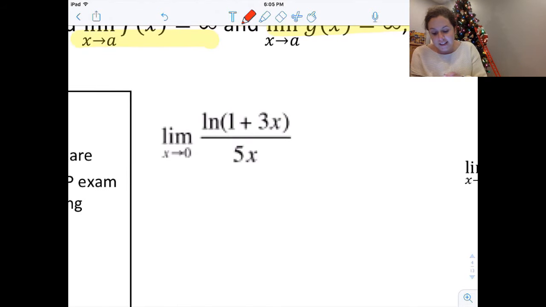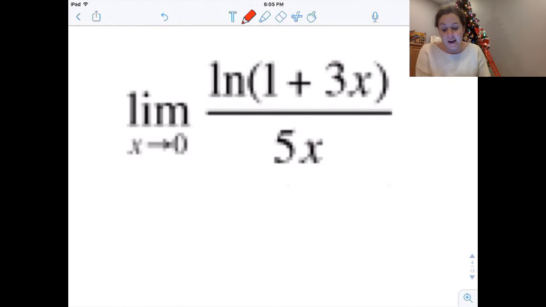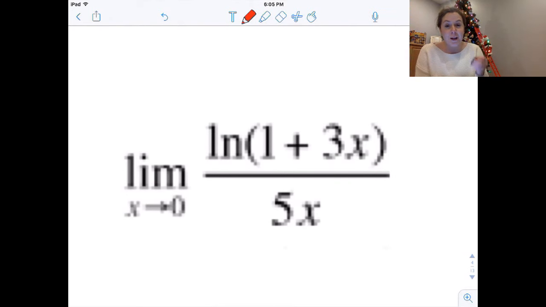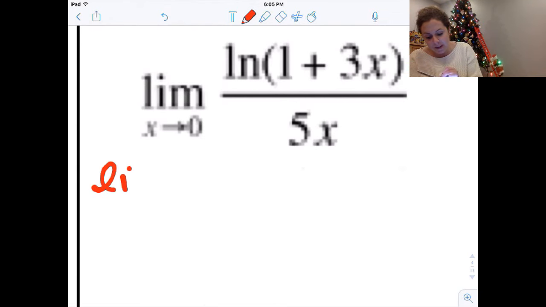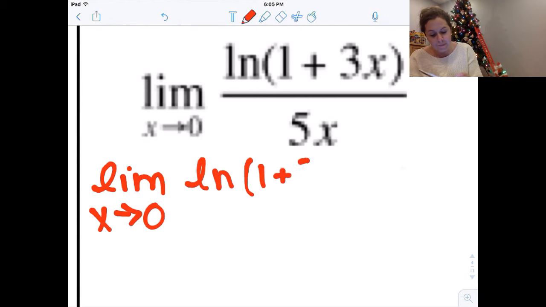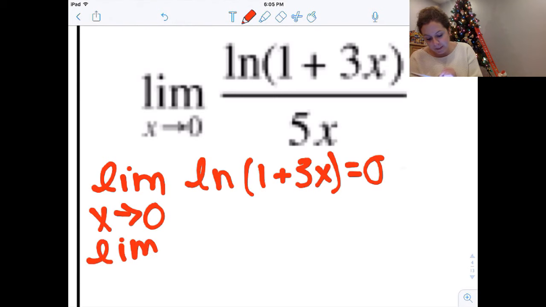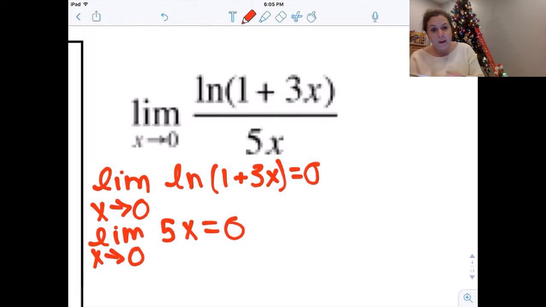Okay, so let's look at these two limits. If I plug in, I get ln of 1. I know that's 0 over 0. So I know in my head that this is giving me 0 over 0, but I'm going to be very technical with what I write here. The limit as x approaches 0 of my numerator equals 0, and the limit as x approaches 0 of my denominator equals 0. That is enough for me to say, therefore, L'Hopital's applies.